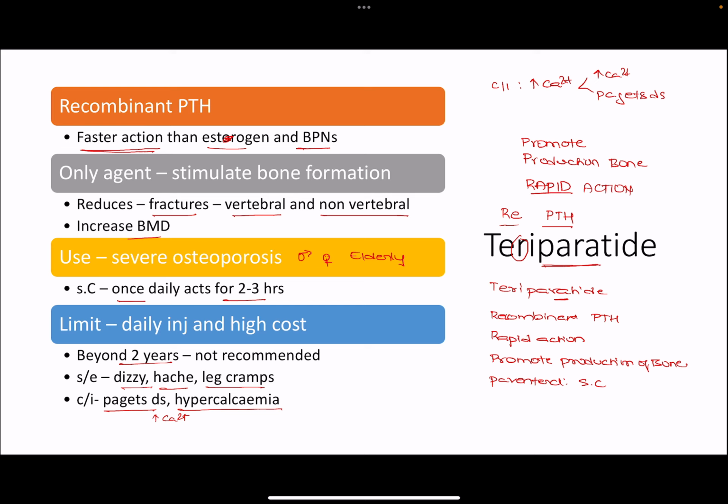One should remember, they can ask: teriparatide belongs to which group of drugs? It is the recombinant parathyroid hormone. Its main action is to stimulate bone formation. It is given through the subcutaneous route, and it should not be used beyond 2 years. It is contraindicated in Paget's disease and hypercalcemia.